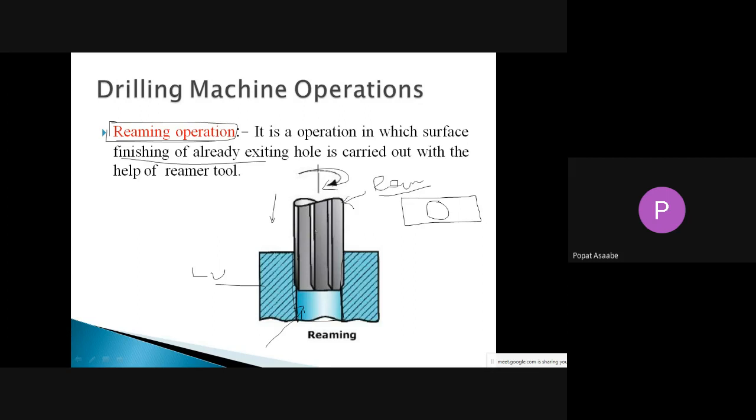You understood? What is meant by drilling? Drilling means we have to produce a hole on the workpiece, and reaming means we just remove a small amount of material from the existing hole. It means we make the surface finishing of that existing hole with the help of the reamer. It is called the reaming operation.